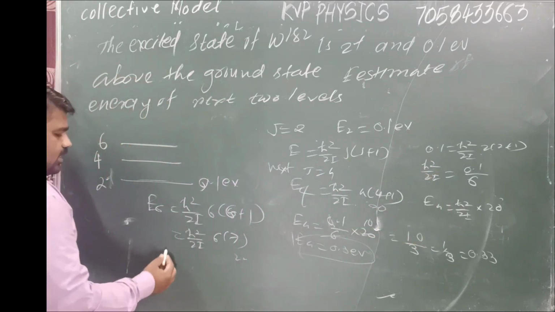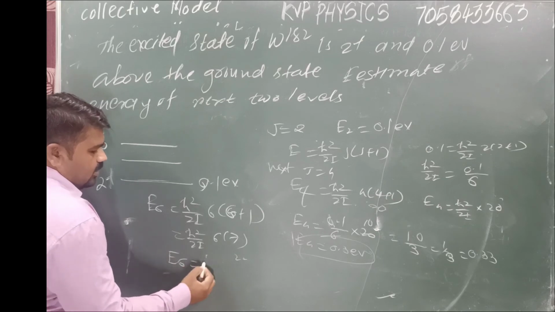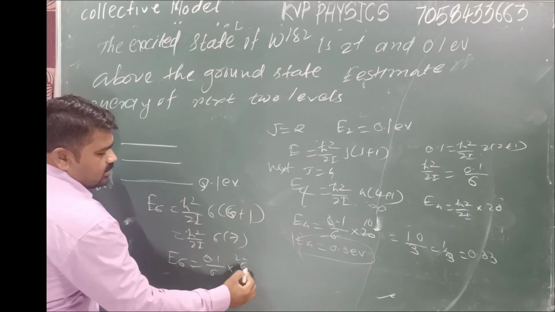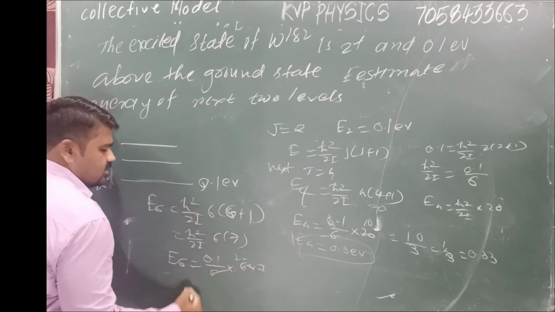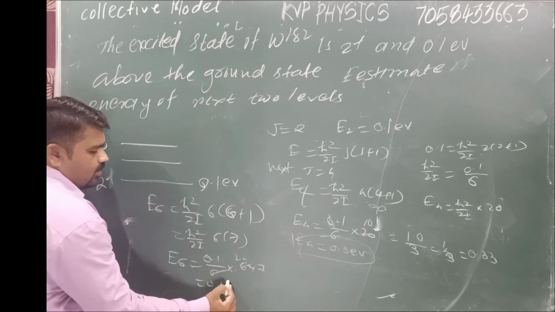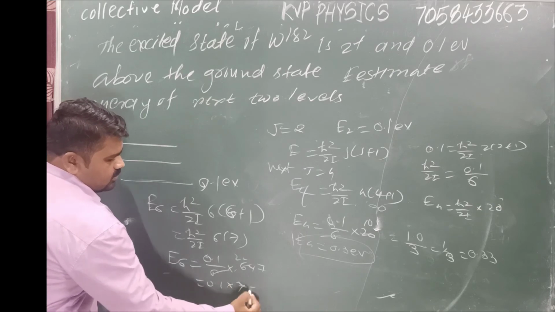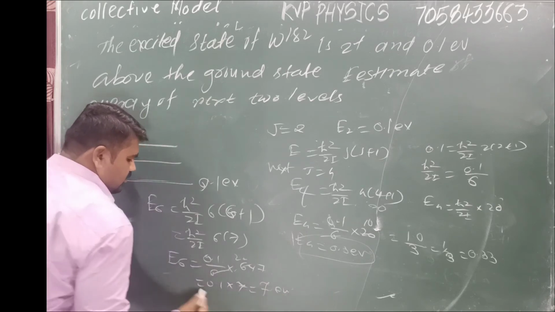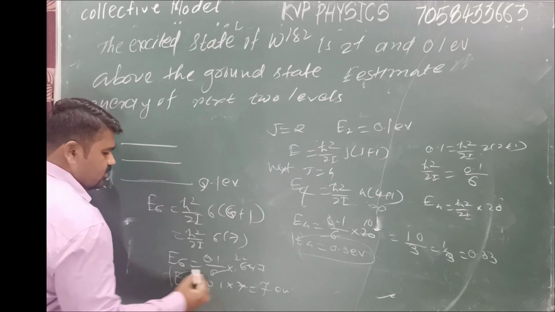Got it? Next, E6 is equal to, what is ħ² upon 2I? 0.1 upon 6 into 7. 6 gets cancelled, okay, 0.1 into 7. 0.1 into 7 is equal to how much? 0.7 electron volt. E6 is equal to this one.